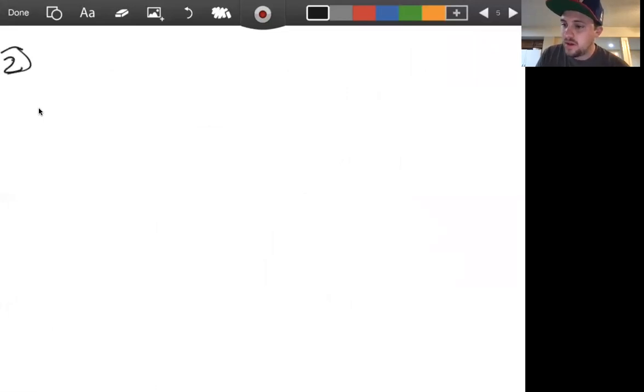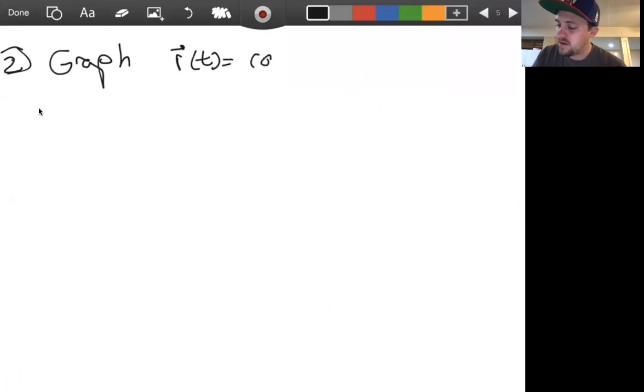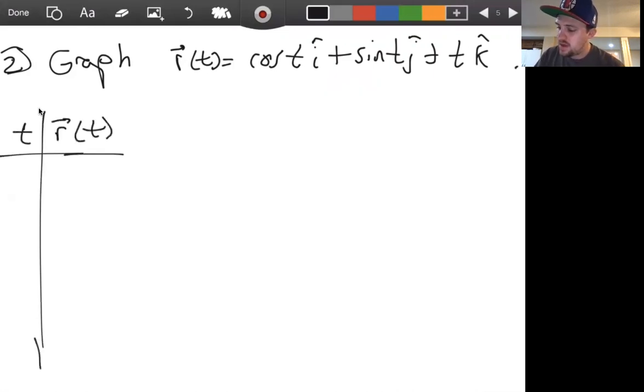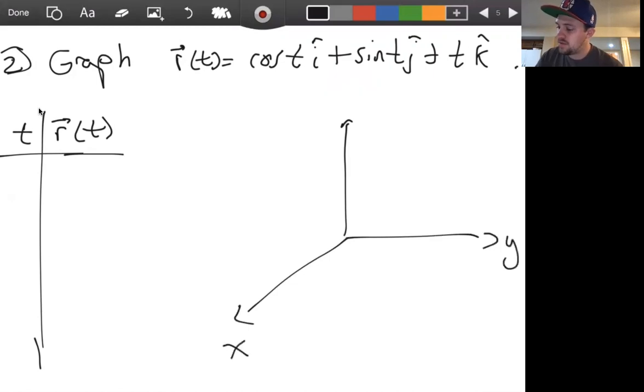So here's example 2. Let's graph r of t equals cosine t i hat plus sine t j hat plus t k hat. Okay, so again, let's graph t and r of t. And now our picture is going to be 3-dimensional. So let's look at the 3D coordinate system here.